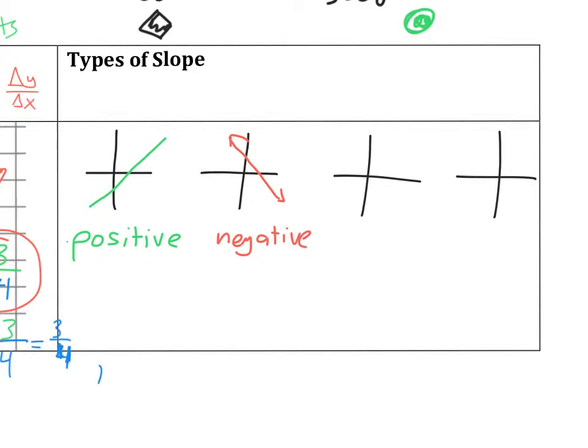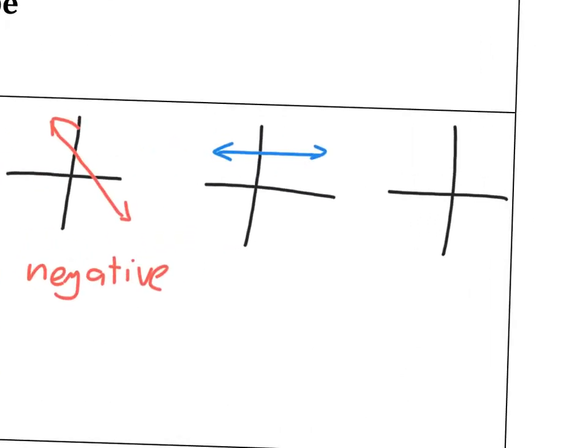Another type of slope is a flat line, like so. And a flat line here is actually slope 0, so we say m equals 0. We also can call this a horizontal line.